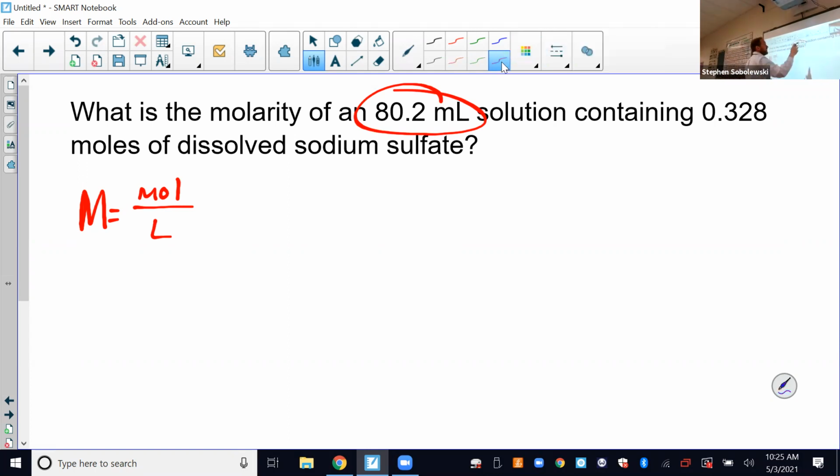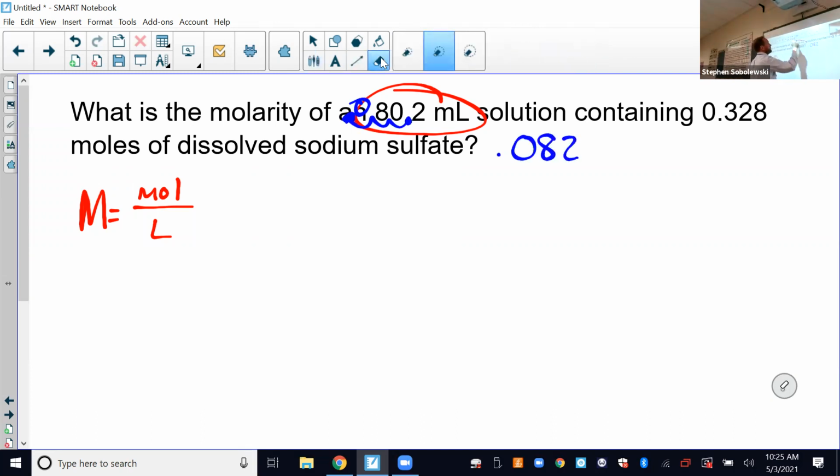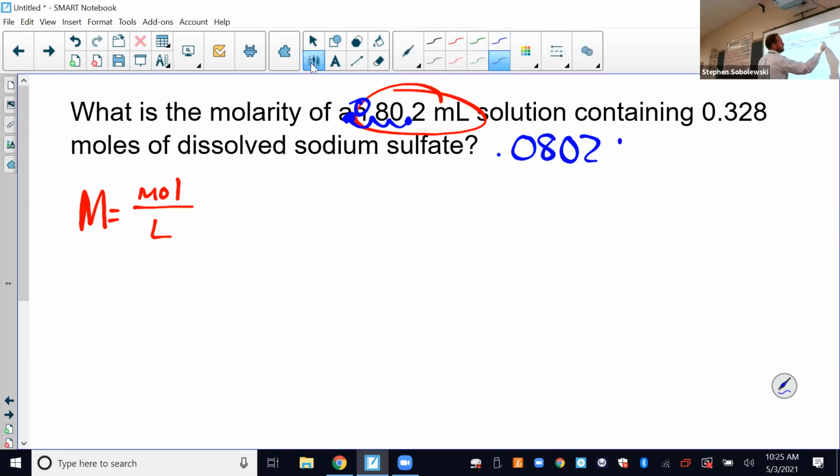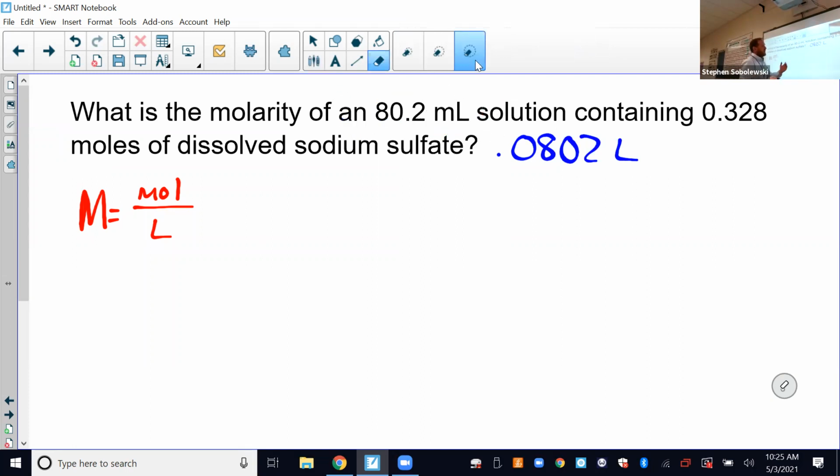To do this, you can either divide it by 1,000, because essentially it's 1 liter per 1,000 milliliters, or grab the decimal, sweep it 3 times. So this would give us 0.0802 liters. So that's my volume. And 0.328 moles, it already gives us moles.